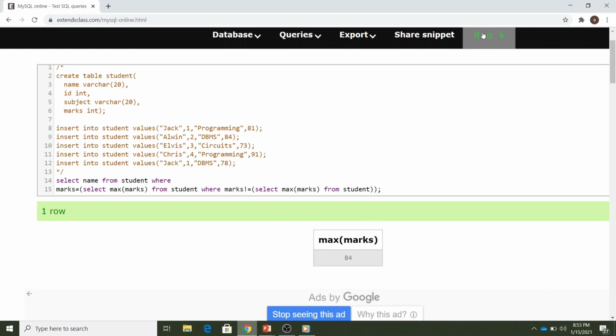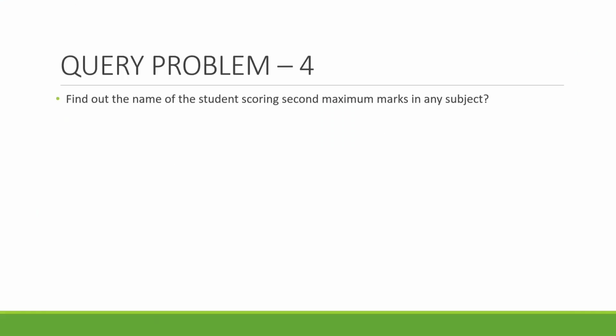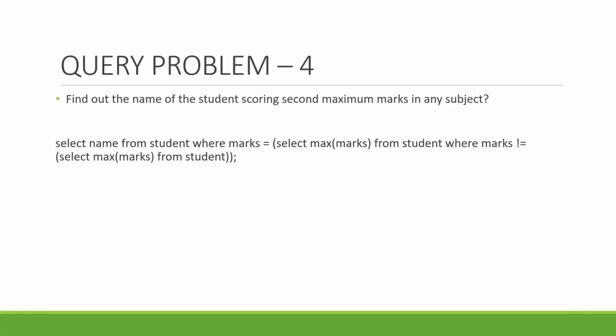On running this, I can get the name Alvin. That is my expected output. You can see this is the same query that I just wrote in the editor. So you can see how the concept of subquery can help us query the whole table, whichever element we want. We can fetch that using nested querying.